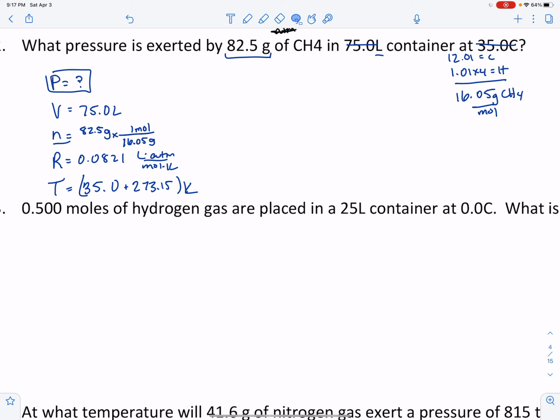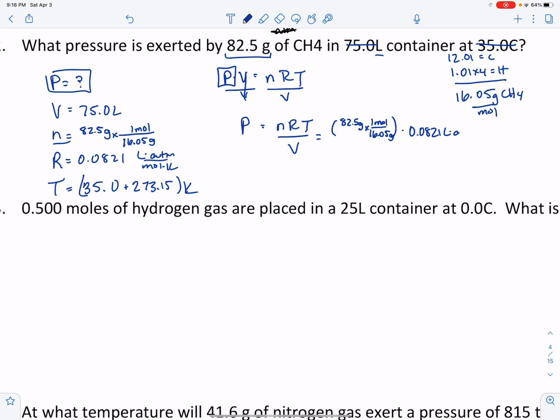So P times V equals nRT. Once we solve for P, I'm going to divide by V. So I get P is equal to nRT over V. All right, so let's fill it all in. And again, I'm not going to solve this ahead of time. I'm just going to throw it all in the calculator at once. 82.5 g times 16.05 grams in 1 mole. And you can solve it over on the side if you want to. You totally can.